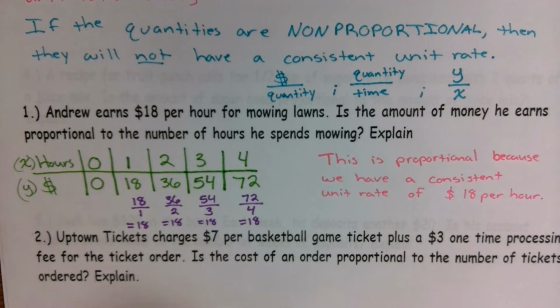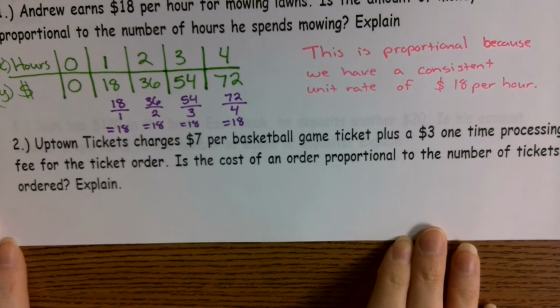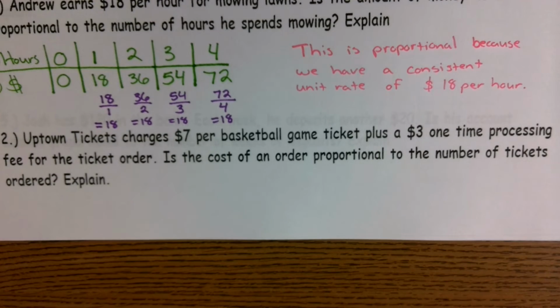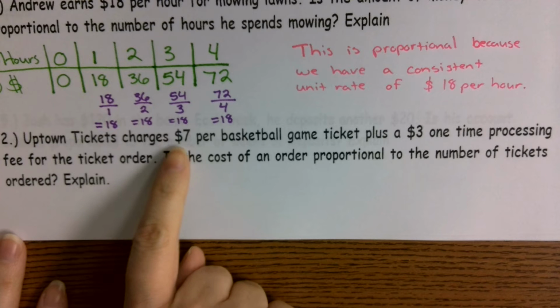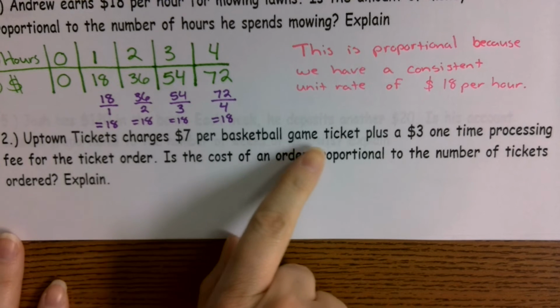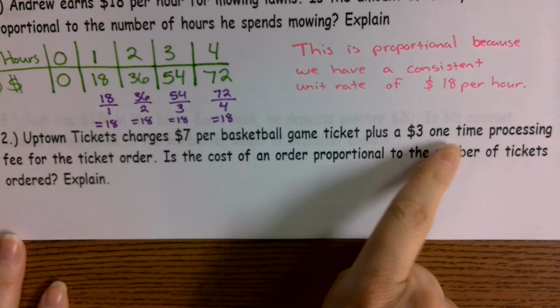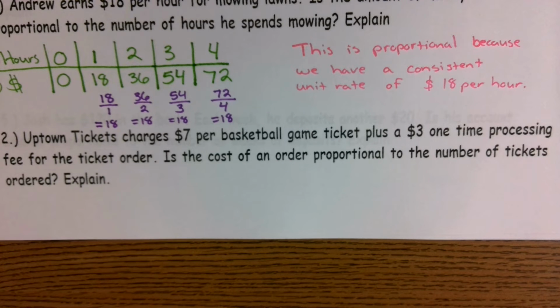All right, let's take a look at the next problem we have here. It says Uptown Tickets charges $7 per basketball game plus a $3 one-time processing fee for the ticket order. So in order for you to start placing an order, you have to pay a $3 fee. Okay, so that's usually how it works online.